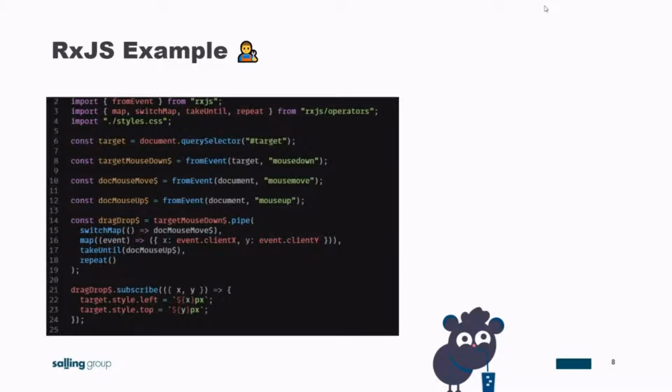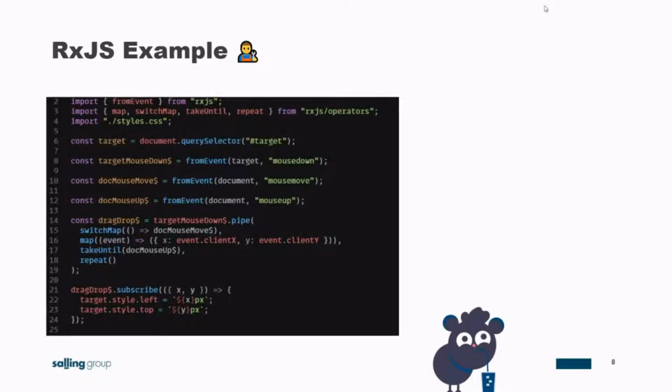But I wanted to be able to repeat this functionality once again. So I have used kind of an intuitive operator here that's called repeat, which just says instead of completing this observable, go ahead and resubscribe to the source. So what we do on line 18 is go back to the source and resubscribe to that, and now we're again waiting for a mouse down event. So now we have our functionality, and we can do it multiple times.